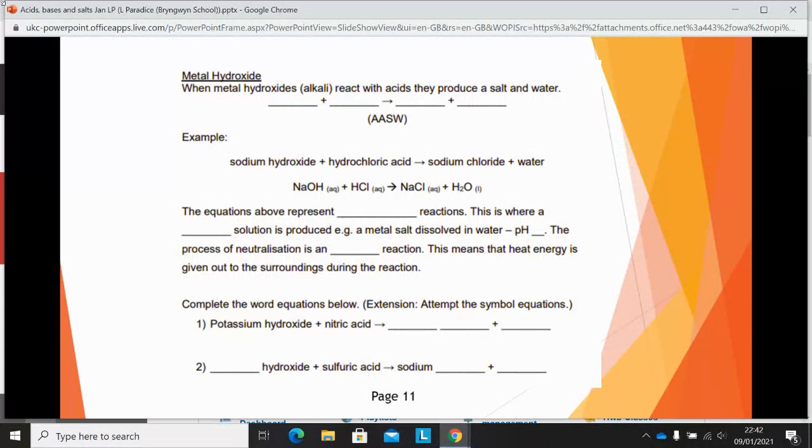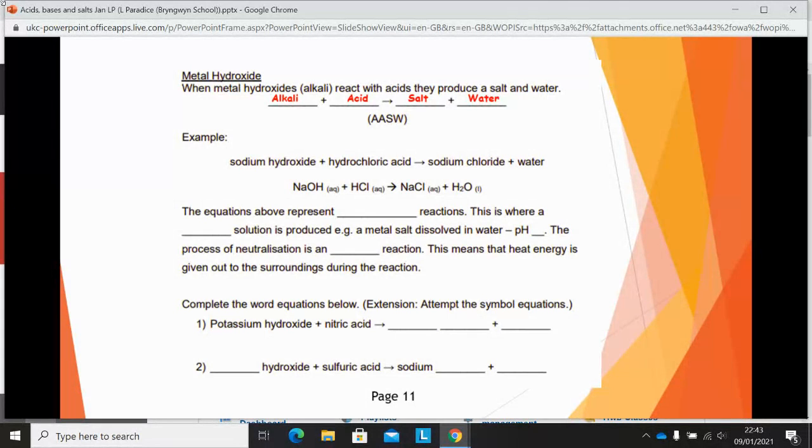Okay, so metal hydroxide. When a metal hydroxide or an alkali reacts with an acid, they produce a salt and water. Could you please complete that as well in your booklet? So there's another little acronym. Can you think of something that will help you remember that? The example given here is sodium hydroxide and hydrochloric acid to give you sodium chloride and water, our salt plus water.